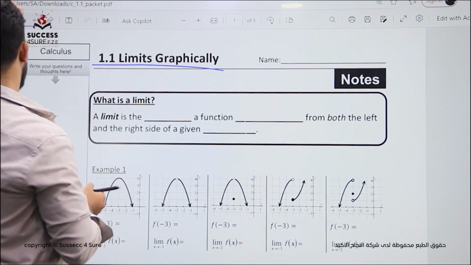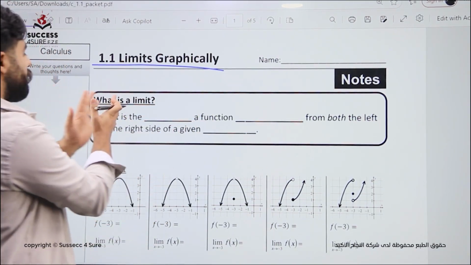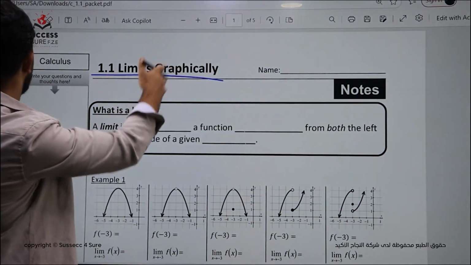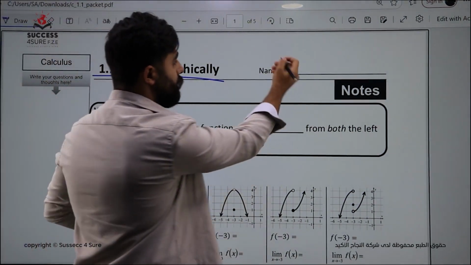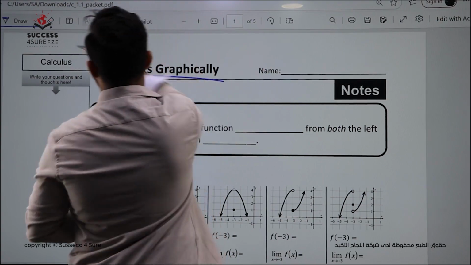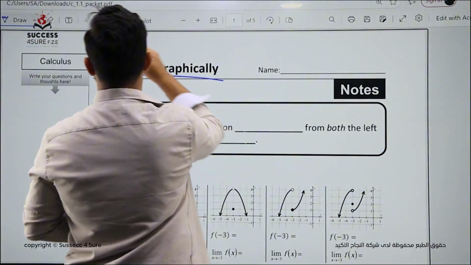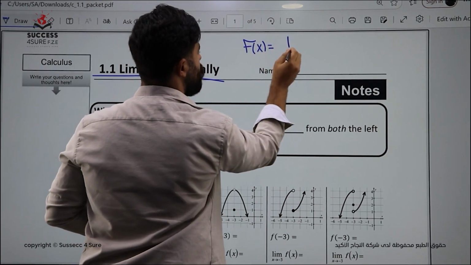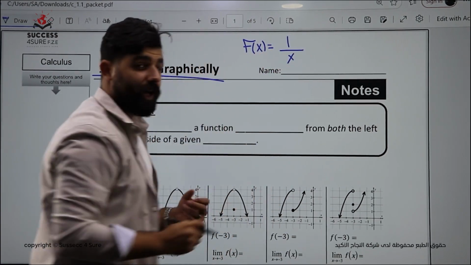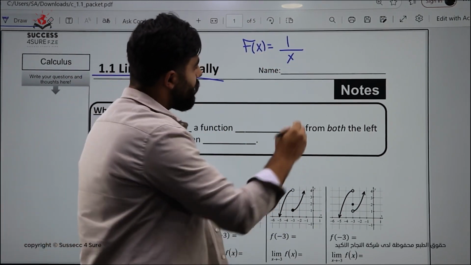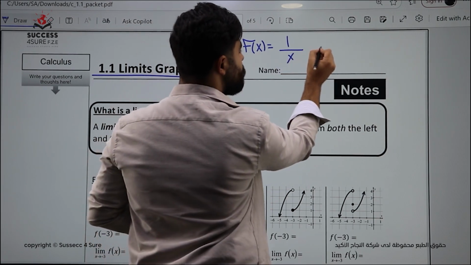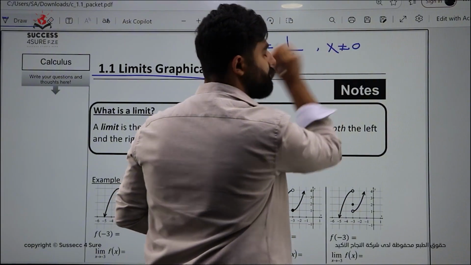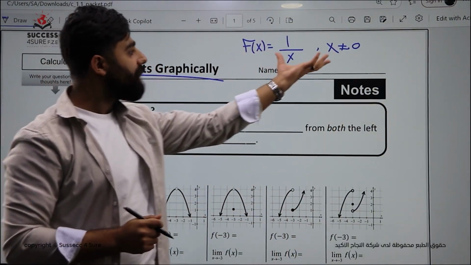Now, let's take an example, one of the most popular problems in math. Before even talking about limits, let's say the function f of x equals 1 over x. Always you might see that behind this function we have a comma, x is not equal to 0. Now, why do we have that?